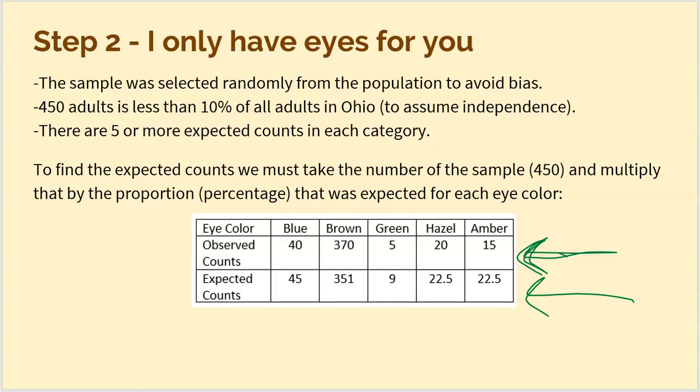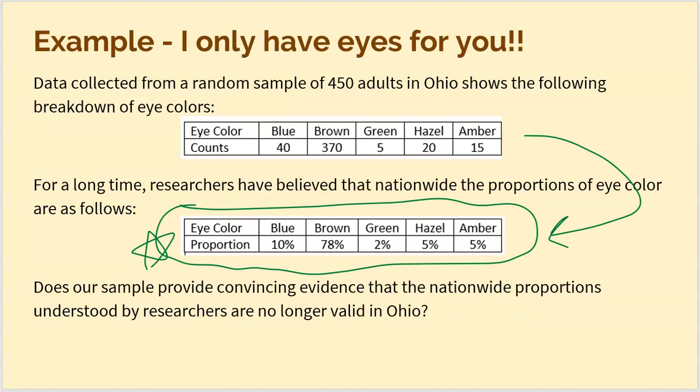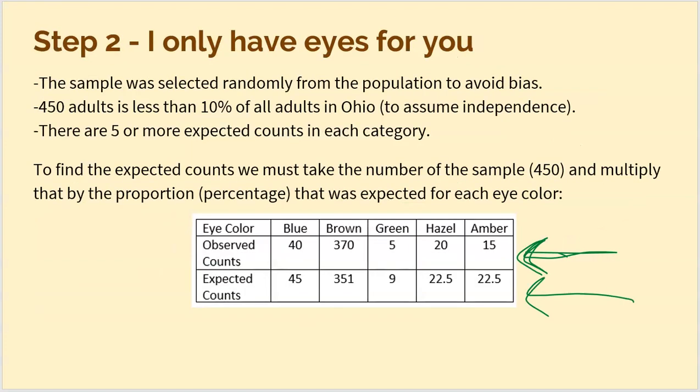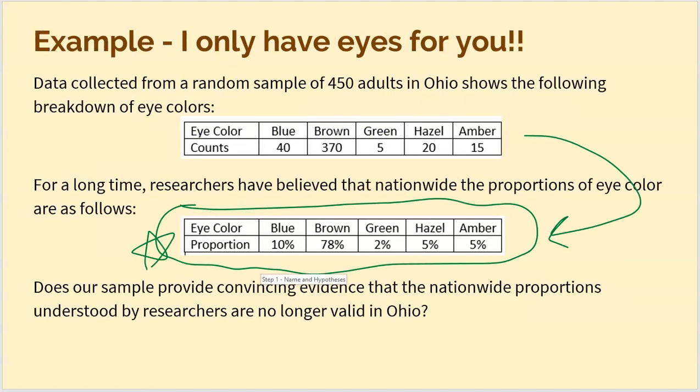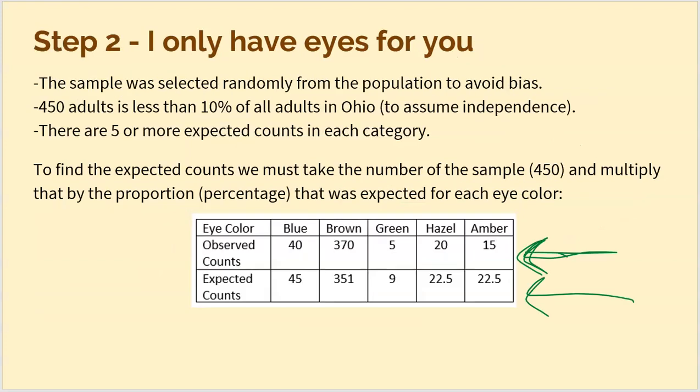Now how the heck did I get those? I used the proportions. So I went back here and I said, okay, 10% of people were supposed to have blue eyes. So I took the 450 total people that were in our sample, and if 10% of them were supposed to have blue eyes, then that's what I should expect to see there. So 10% times 450, 0.1 times 450, is where I got 45 people that I expected to have blue eyes. Then I did 78% of 450 that were supposed to have brown eyes. So 0.78 times 450 is 351 people that I expected to have brown eyes.